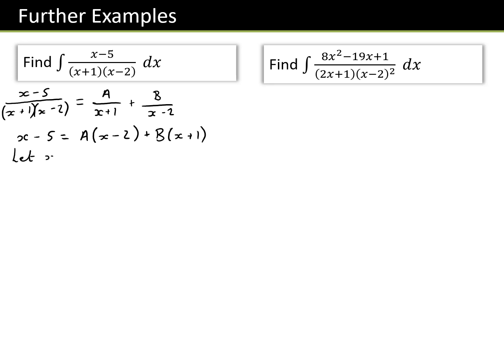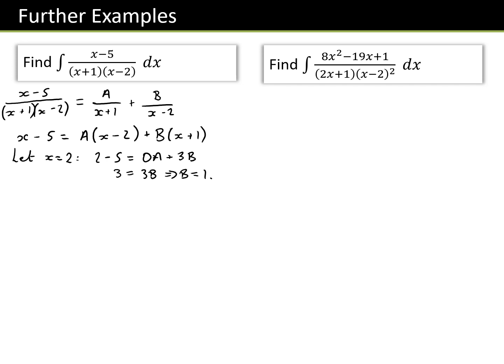Let x equal a certain value to try and get something equal to 0. So let's focus on this one first. What would x have to be to make this 0? 2. So 2 minus 5 equals 0 lots of a plus 3 lots of b. 2 minus 5 is 3, so 3 equals 3b, so b is equal to 1.